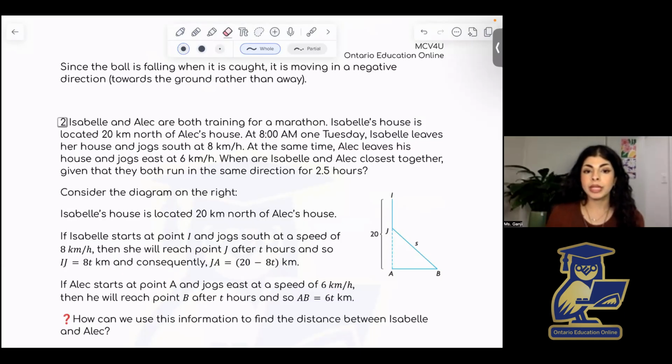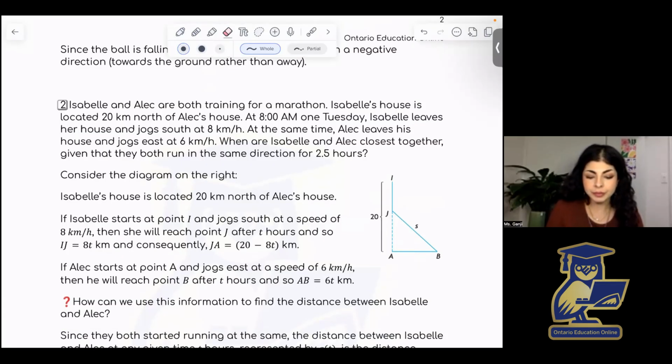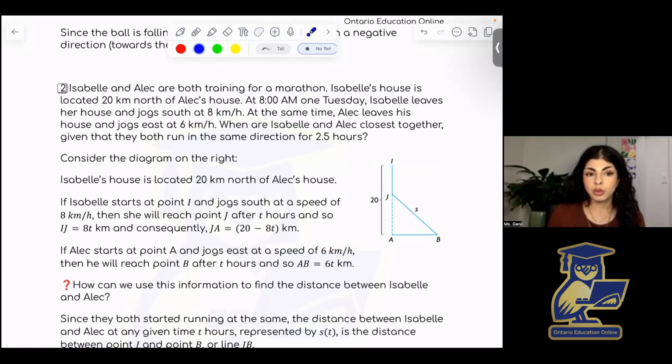Given that they both continue in the same direction, Isabel, who's running south, continues running south. She doesn't change direction. And Alec, who's running east, will continue to run east for 2.5 hours. And this is now our restriction for one of our variables, which is time. And our other variable is the position of both Isabel and Alec. So again, this is one where it's really important to draw a diagram.